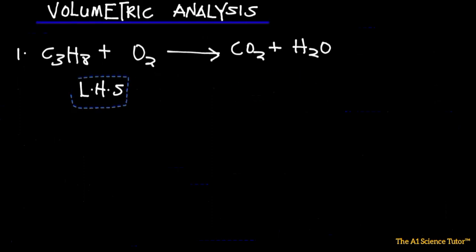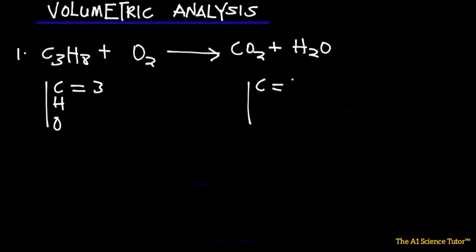Now in this case, as you can see, we don't have the same number of atoms of each element present on both sides. As a matter of fact, none of them are equal. For carbon here, we have 3. On the other side, we have carbon to just be 1. For hydrogen, we have 8, but on this side, we have only 2. For oxygen, we have 2 on this side, and on the other side, we just have 3. So as you can see, there is a whole lot of differences on both sides.